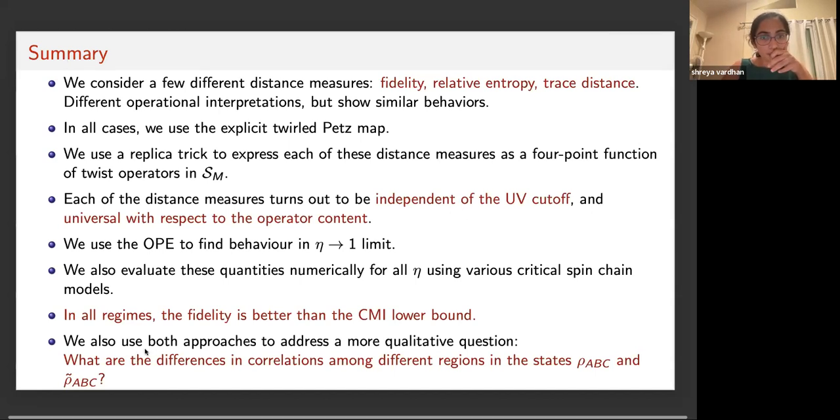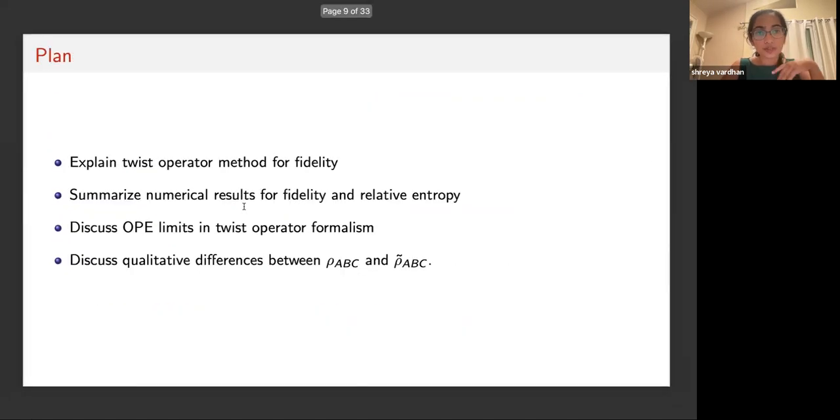Okay, so the plan will be to first explain the twist operator method for the fidelity. We use a similar method for all the different quantities that I mentioned on the previous slide. So just as an example, we can go through the fidelity in detail. And then I'll summarize the numerical results for the fidelity and the relative entropy from our lattice simulations. And I'll discuss the OPE limits in the twist operator formalism, which explains some part of these numerical results. And then finally, I'll discuss the qualitative differences between rho and rho tilde.